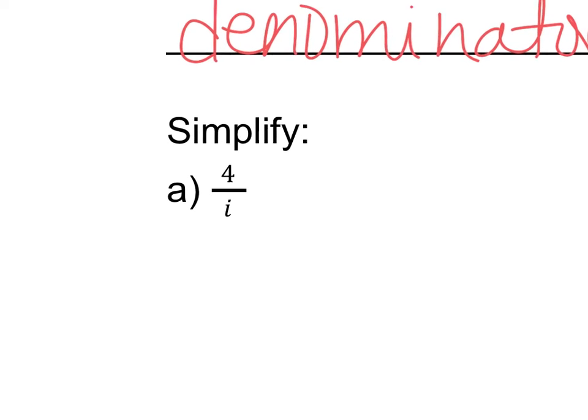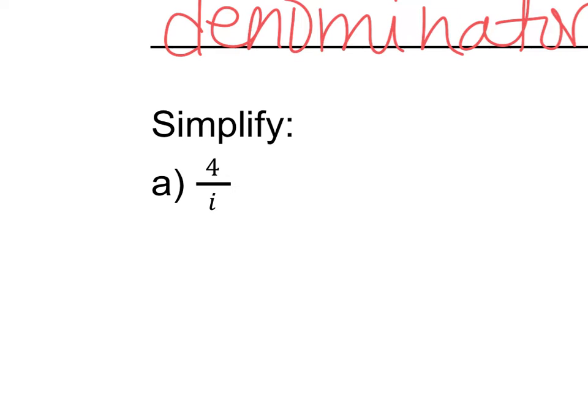So let's see, letter A, can I simplify this anyway? Well, 4 and i are not like terms. You can't divide them. There's not a whole lot you can do, but we need to get that i out of the denominator. So what do I need to do? Well, we need to multiply it by something, and remember, whatever you multiply the bottom by, you must multiply the top by. So what's the one thing that I could multiply that by to get rid of an i or change it to something that's not an i?